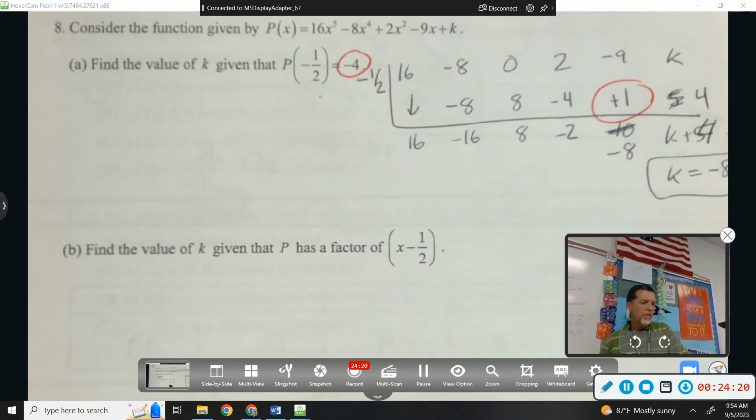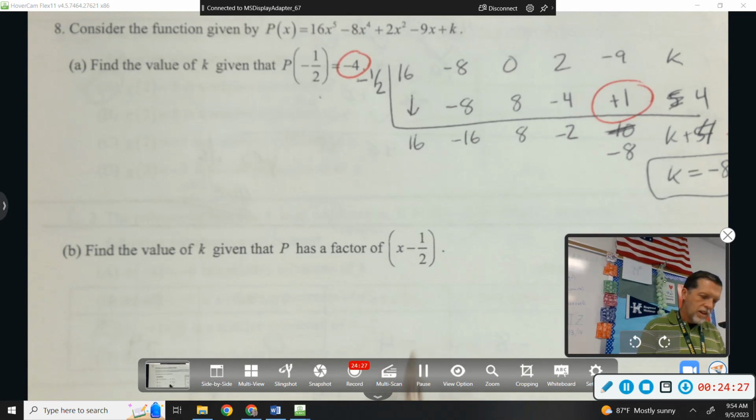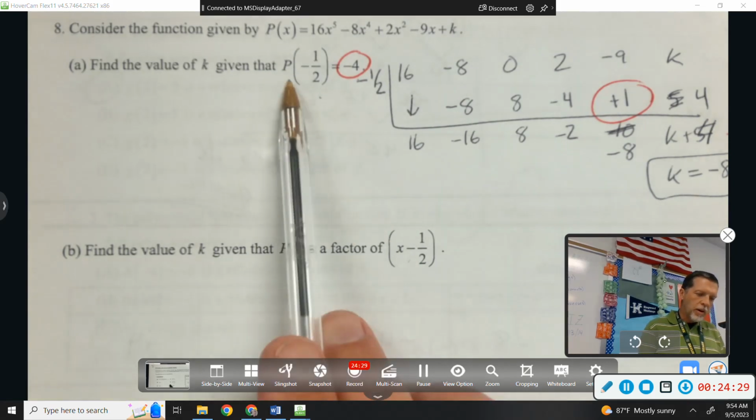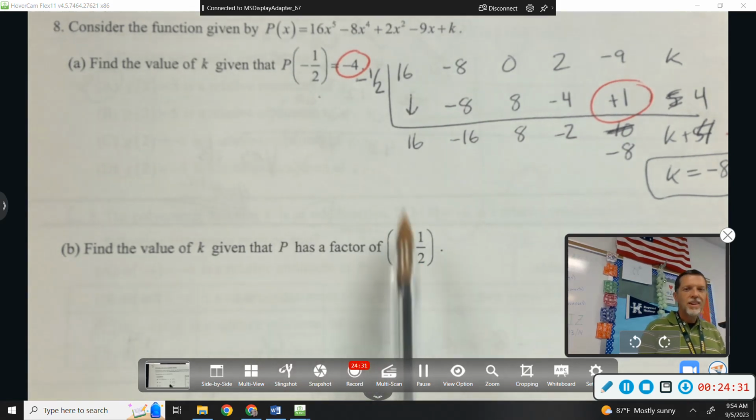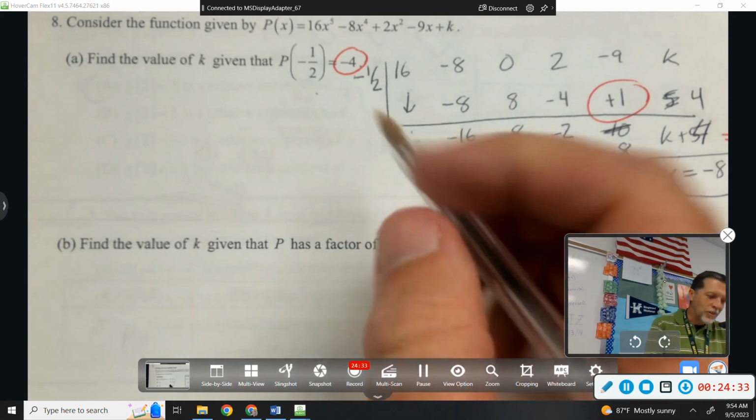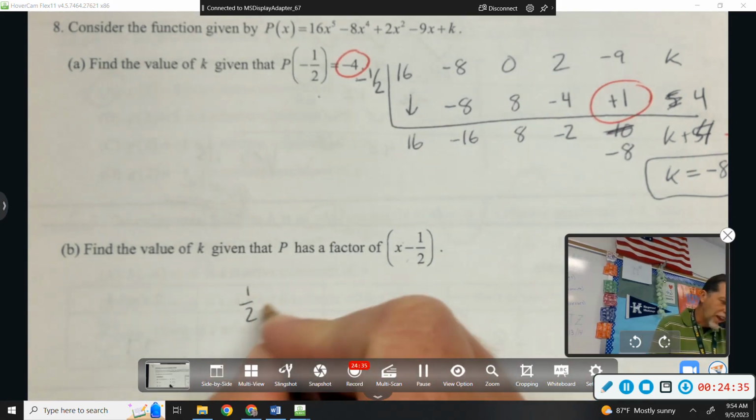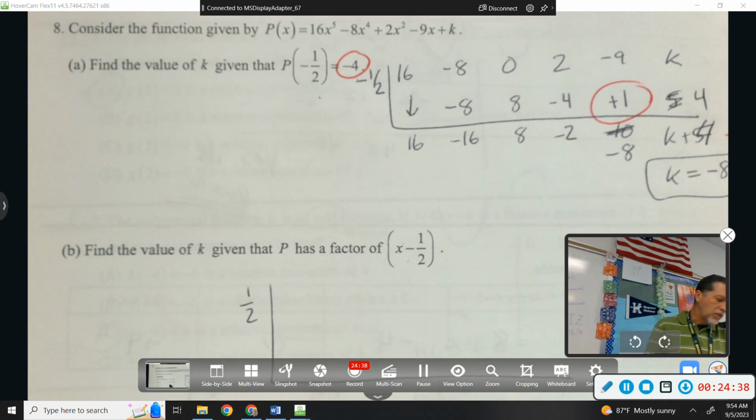Part B, find the value of k given that p has a factor of x minus 1/2. Is this the same problem we just did? No. It's tempting, but no. This is, I need to synthetic divide with 1/2 and end up with 0 for a remainder.